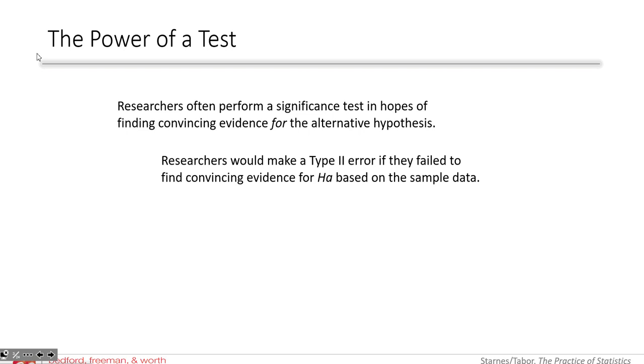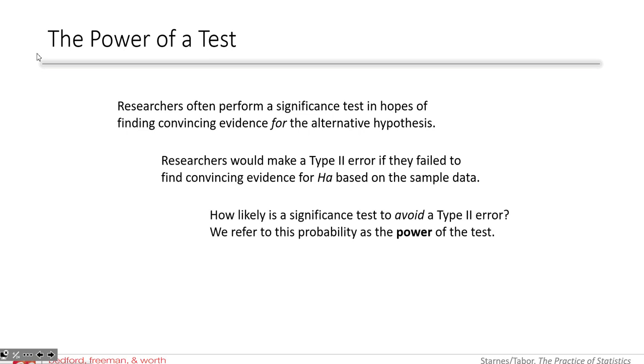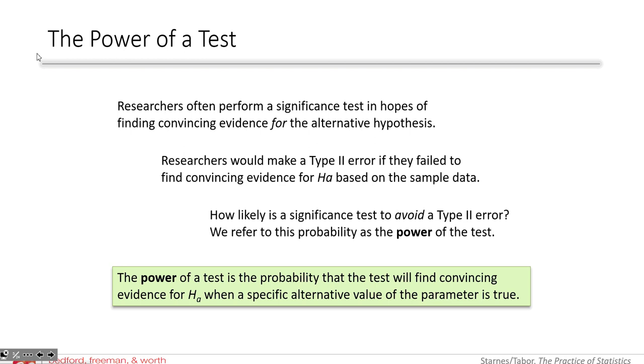So we talked about error, type 1 versus type 2 error. If we did not find convincing evidence for HA, we could make a type 2 error. The power of a test is, if we know that H0 is not true, if we know that a certain value of the population is true, what's the probability that we avoid a type 2 error when we do a hypothesis test?